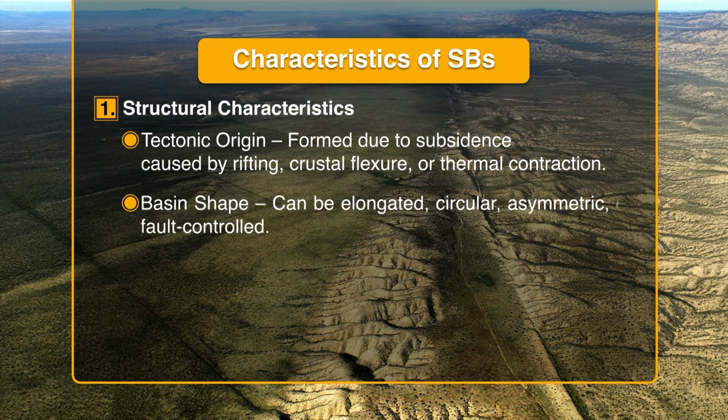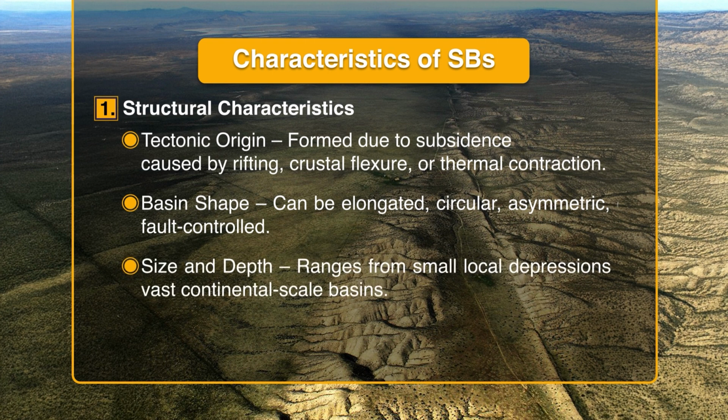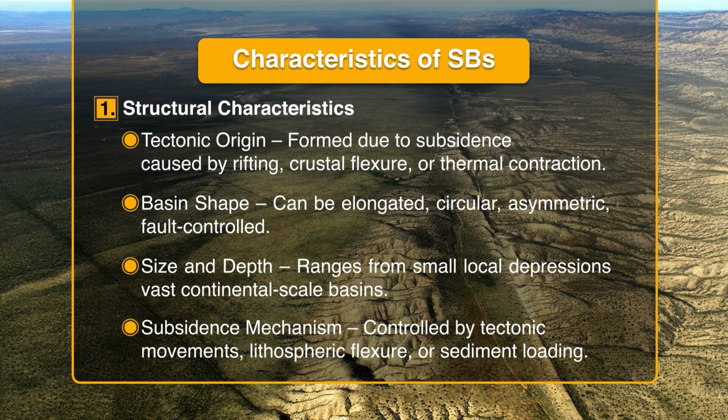Then basin shape is another characteristic. It can be elongated, circular, asymmetric or fault controlled. Size and depth could also be different characteristics in terms of their structures, so that it might range from small local depressions to vast continental scale basins. Then the subsidence mechanism, controlled by tectonic movements, lithospheric flexure or sediment loading.